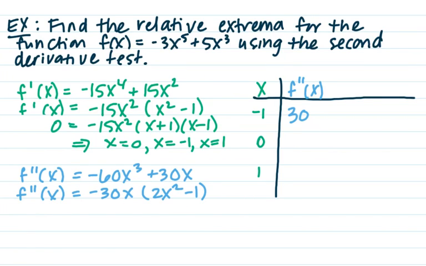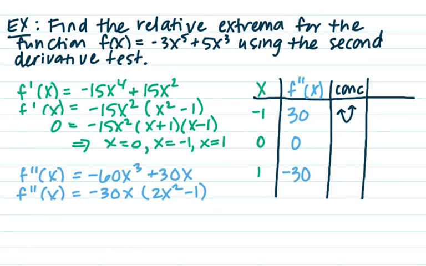0 is pretty easy. It's just going to be 0 times something else, so it doesn't matter. That's just going to be 0. And then a positive 1 is going to give us a negative times something positive, which would be a negative value, and in this case happens to be negative 30. Okay, so based on that, let's determine the concavity, right? So this is positive, so that means it's going to open up. And this one's negative, so it's going to open down. And if you remember, when we get 0, that's something we can't determine using this test.